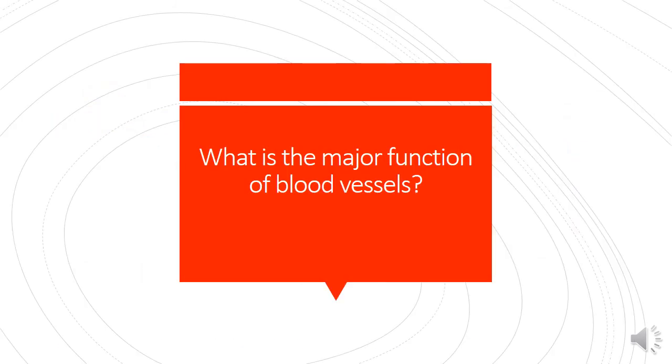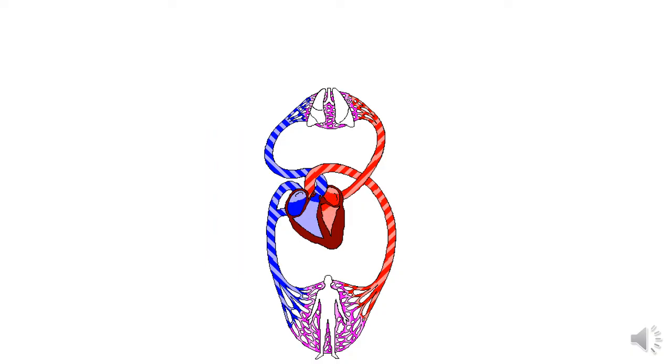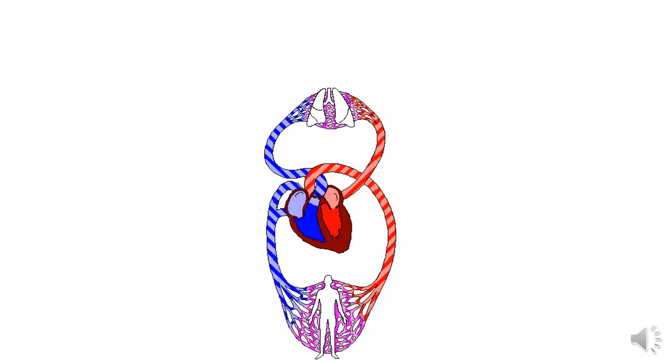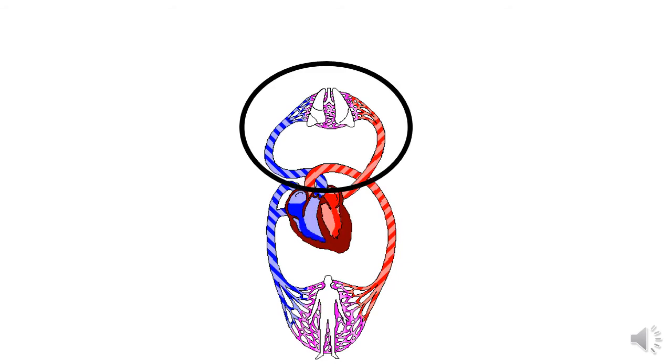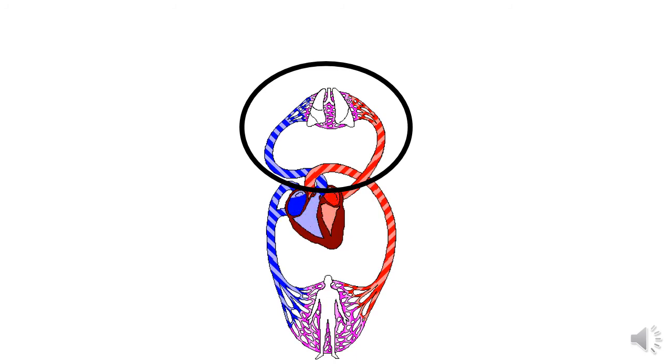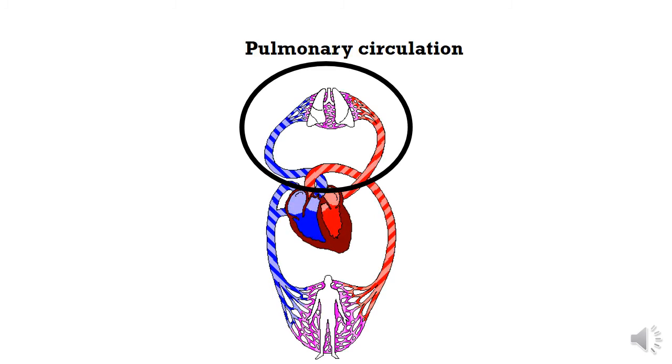So what is the major function of blood vessels? So remember, the heart is the organ responsible to pump blood around the body. Now, our circulatory system is actually divided into two major parts. The first part is connected to the lungs. This is where the gas exchange happens between our body and the external environment. This is known as pulmonary circulation. So remember, the word pulmo means lungs.